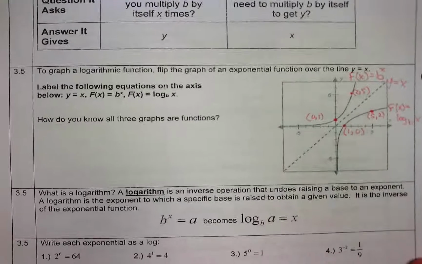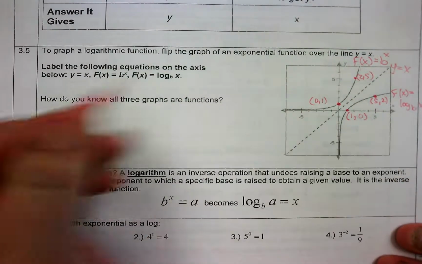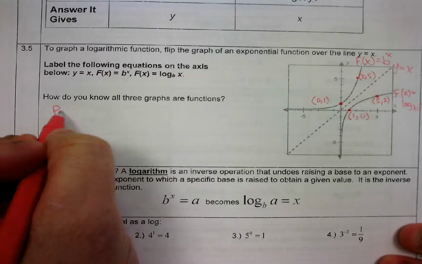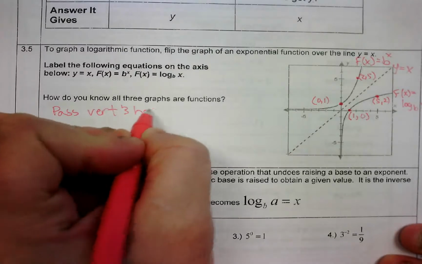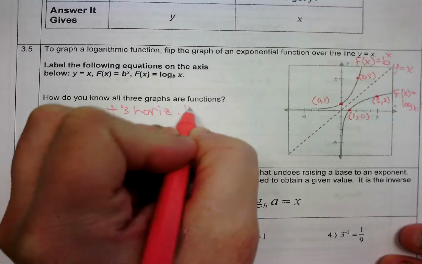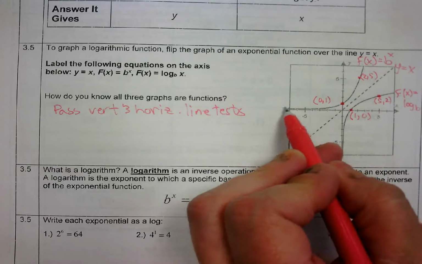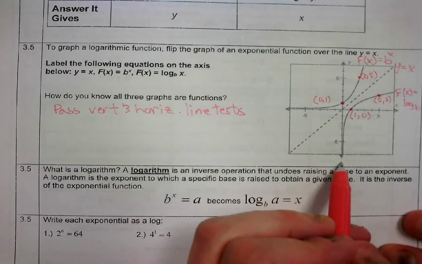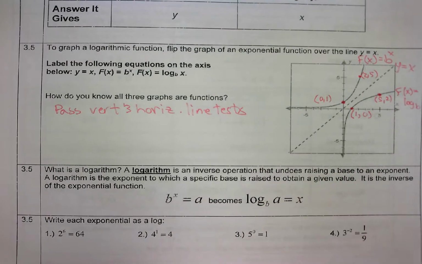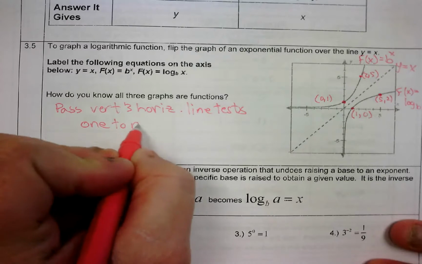How do we know that all three of these graphs are functions? Well, we know that they're all functions because they all pass the vertical and horizontal line tests. Remember, this looks like it's staying straight, but it's not. It's actually getting closer and closer to 0. And this one too. So they pass the horizontal and vertical line tests, or they are called 1 to 1. Remember, they have to be 1 to 1.